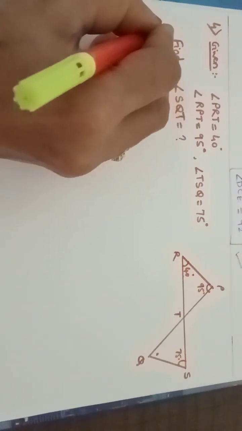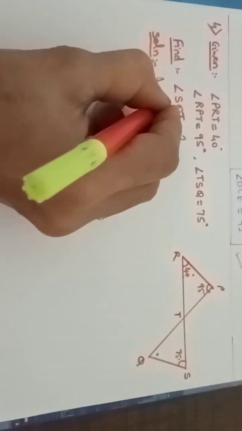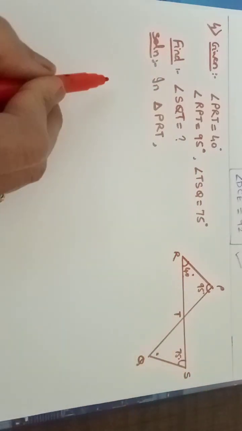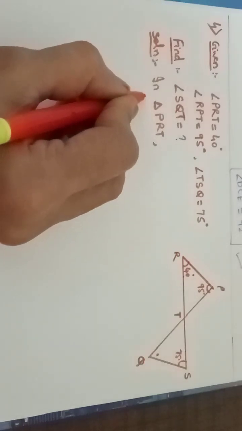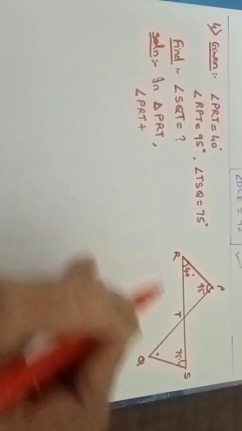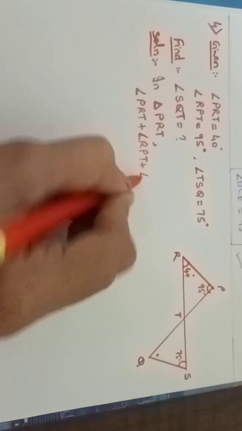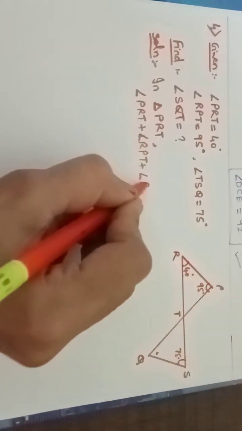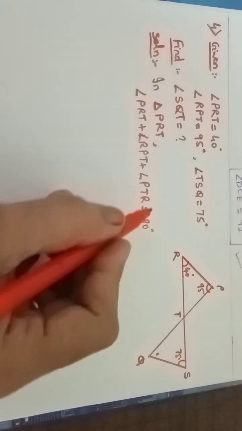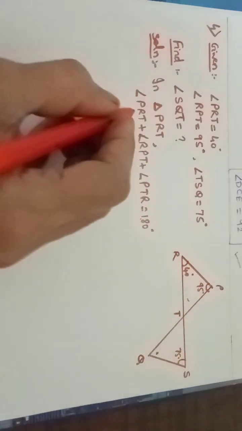So to start with the solution, we will take first this triangle. So in triangle PRT, we'll write the names of the angles. Angle PRT plus angle RPT plus angle PTR is equal to 180 degrees. This is the angle sum property. That means the sum of the measures of all the angles in a triangle is 180 degrees.